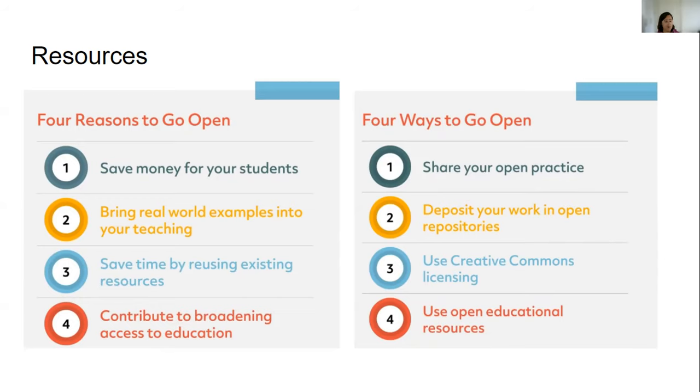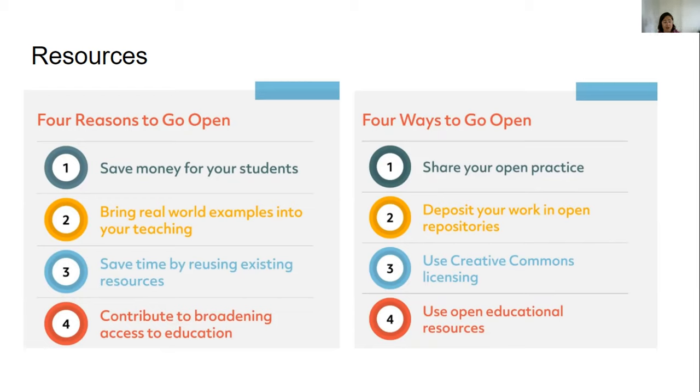Certainly in Ireland, students don't seem to spend as much on textbooks, but still, the cost of going to university is quite high. They have to pay fees. So if that helps, that's great. Bring real world examples into your teaching. I think that particularly to me is quite attractive. Save time. Academics love saving time.